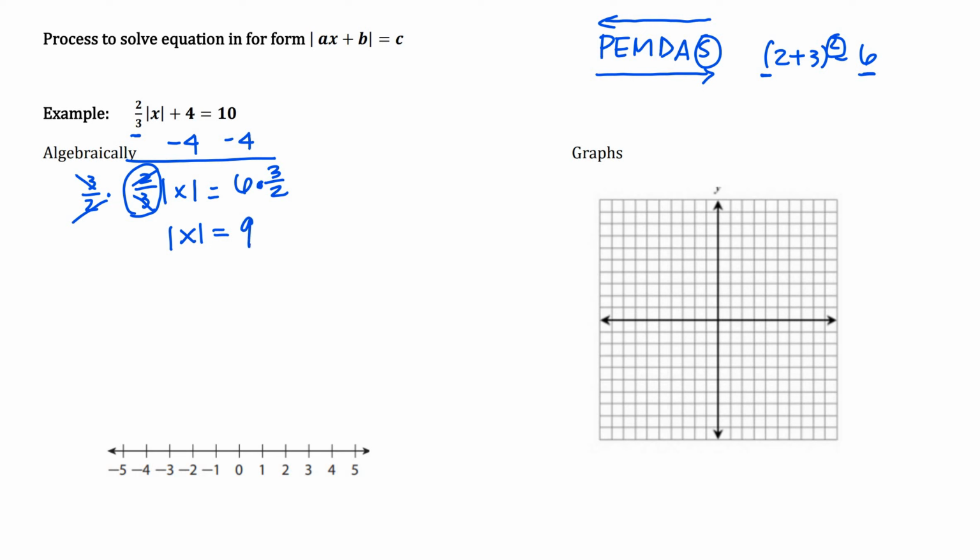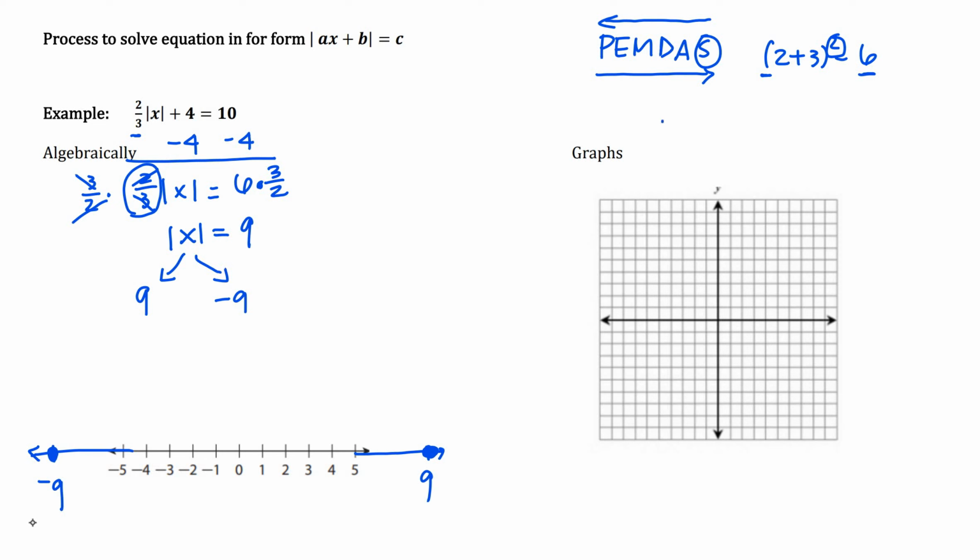Okay, so now we need to think. X could be positive 9. X could be negative 9. So if I have a longer number line right here, 9, negative 9, I have the answer either 9 or negative 9. Okay. We found it algebraically.